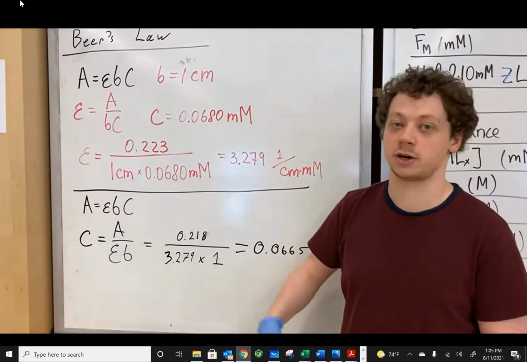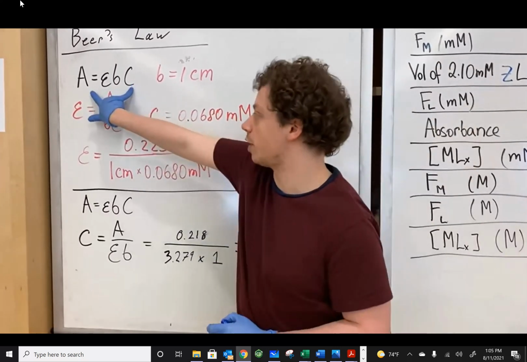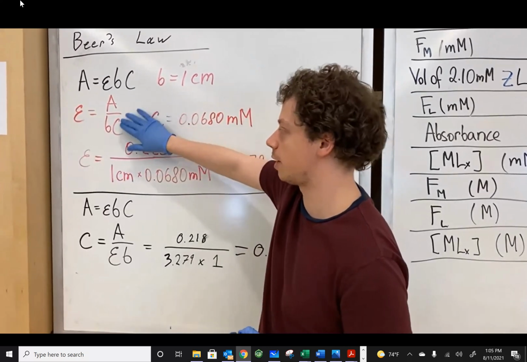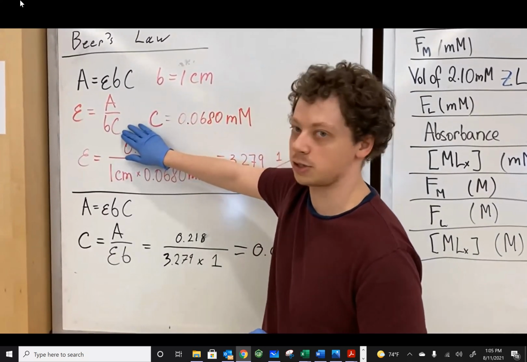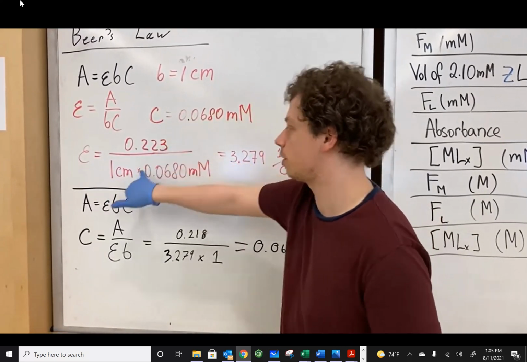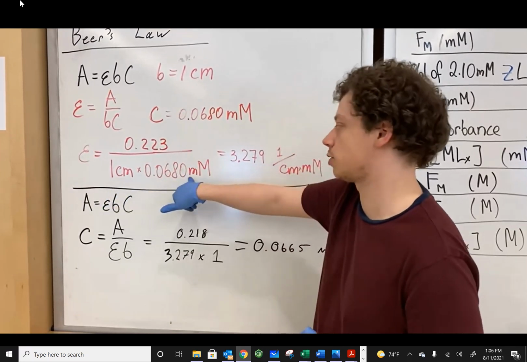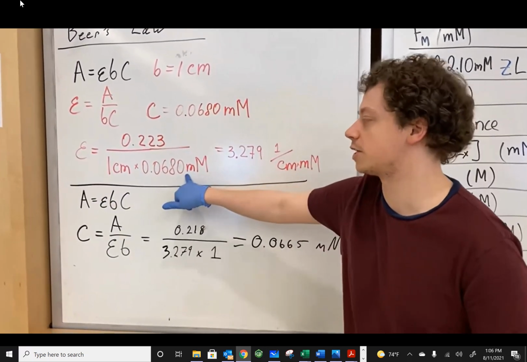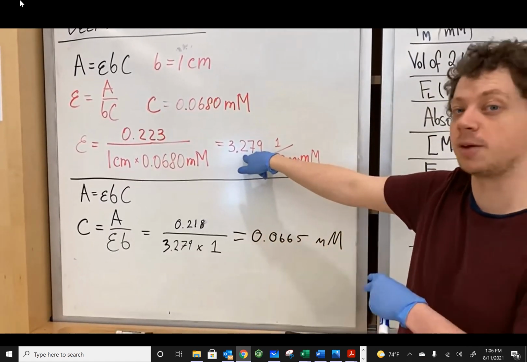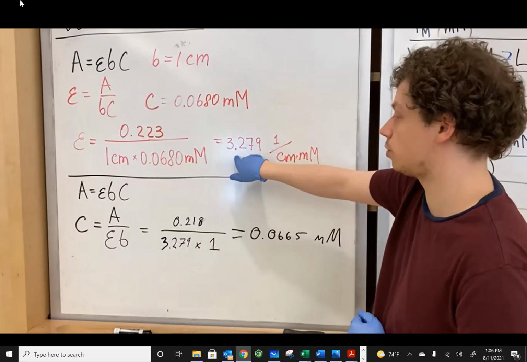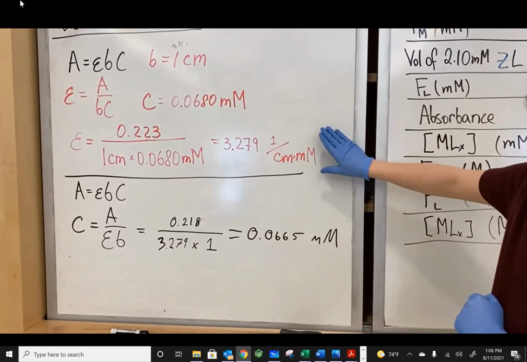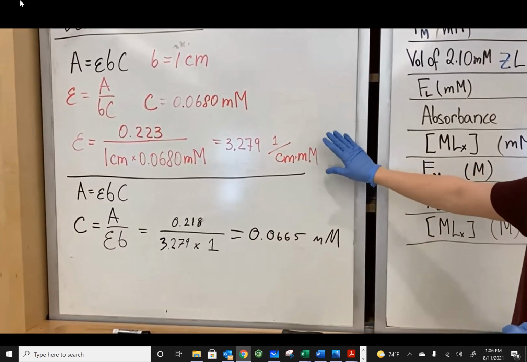The way we do that is we determine our epsilon. So if we rearrange Beer's law to solve for epsilon, we get epsilon is equal to the absorbance divided by 1 times concentration. Filling that in here, we have our absorbance, our path length b of 1, our concentration of our standard, 0.068. When we do this math, the epsilon for this example comes out to 3.279. Now, again, you may not get this exact number. It all depends on the data you are sent.